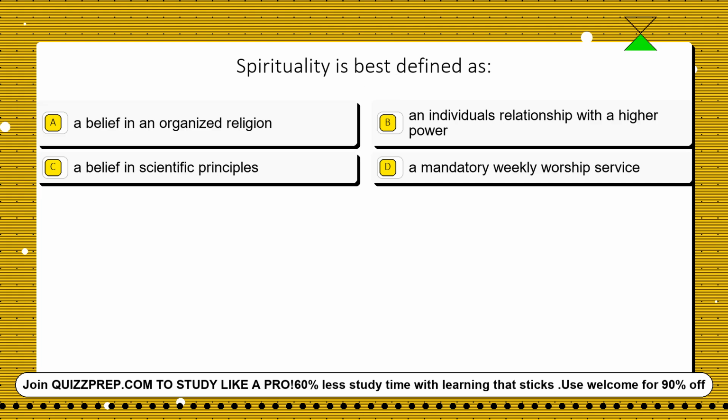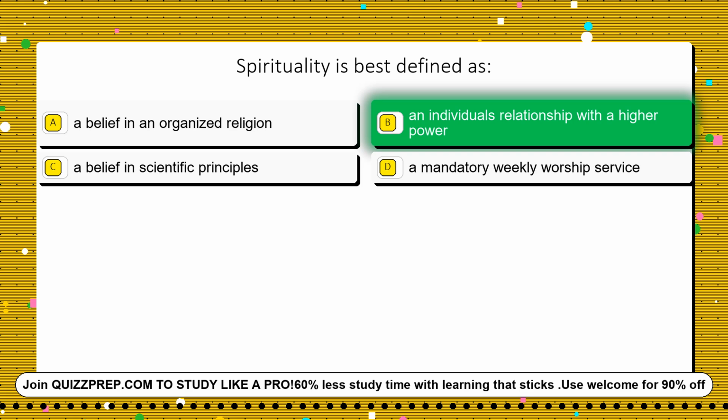Question 40. Spirituality is best defined as option A, a belief in an organized religion. Option B, an individual's relationship with a higher power. Option C, a belief in scientific principles. Option D, a mandatory weekly worship service.